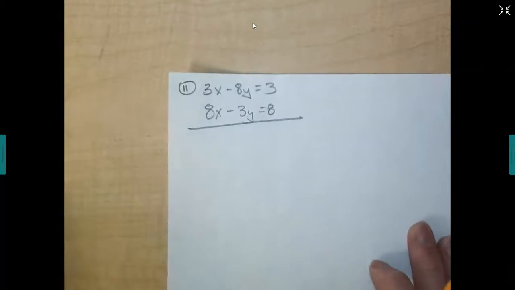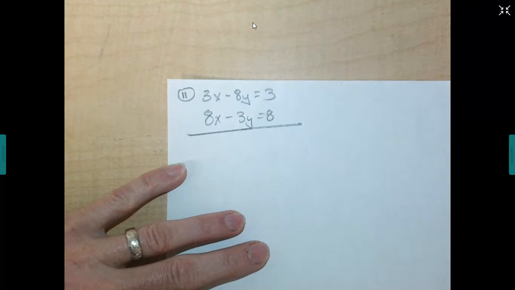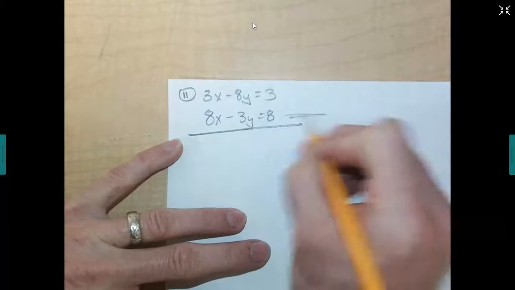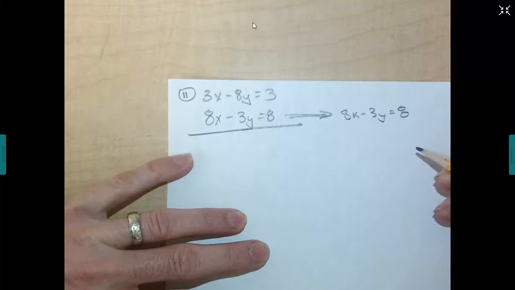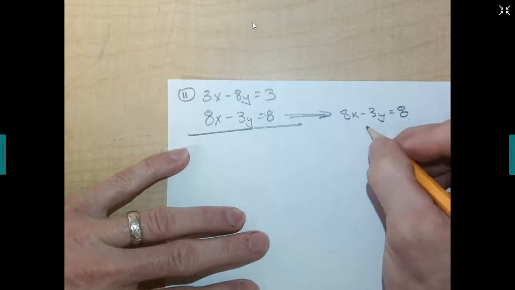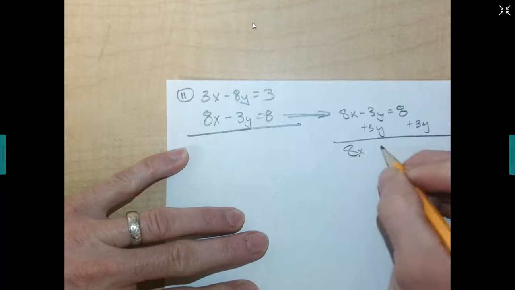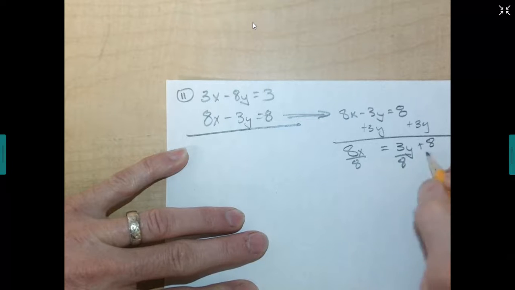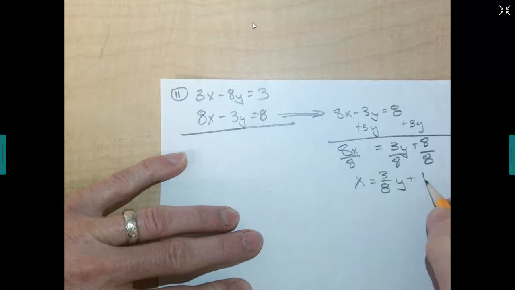So let's do the arithmetic for this one, and I think I'm going to solve by substitution, because I haven't done a substitution yet. So I'm going to take this one, 8x minus 3y equals 8, and I am going to solve for x. So plus 3y, plus 3y, 8x equals 3y plus 8, divide by 8. Ooh, hey, that's going to give me a yucky fraction. x equals 3/8 y plus 1.